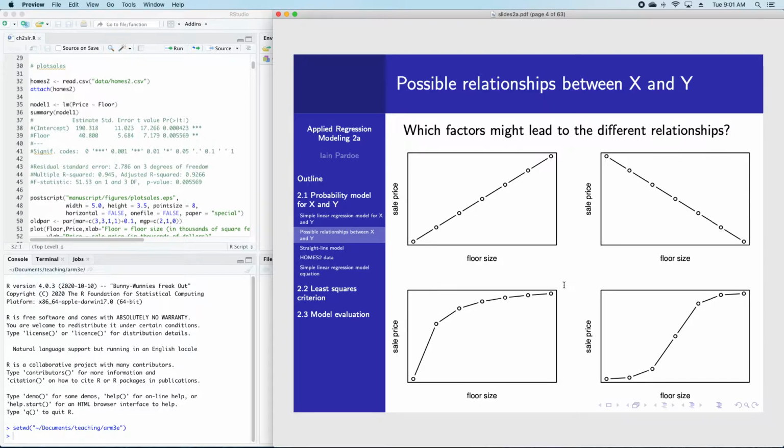As far as simple linear regression goes, it can handle straight lines, like the one in the top left and the one in the top right. We'll see later on in the course that we can model nonlinear relationships like the two in the bottom of this slide, but for now we're just going to focus on straight line relationships.